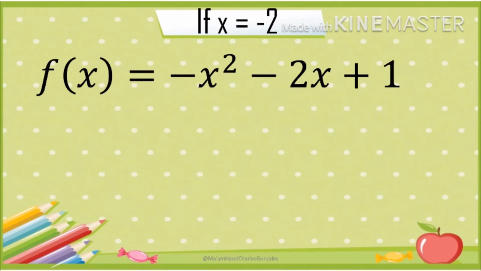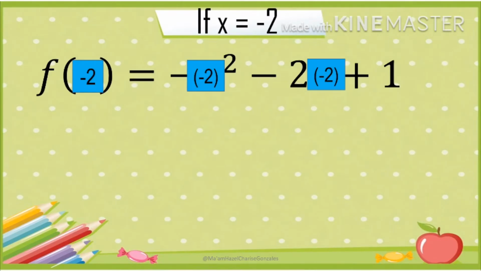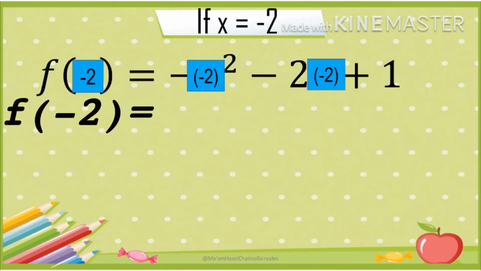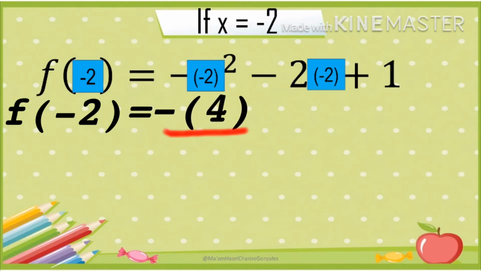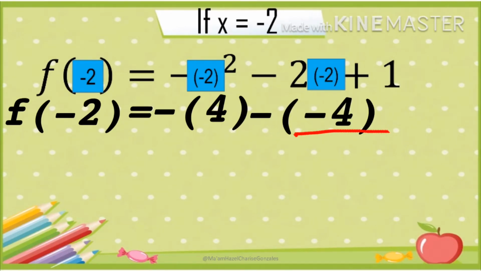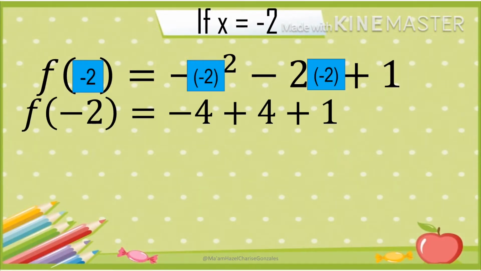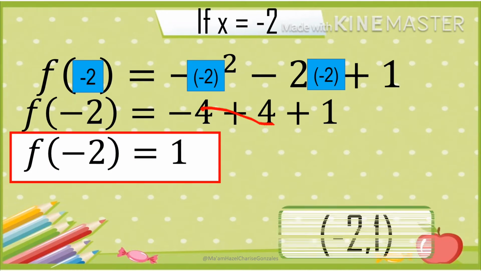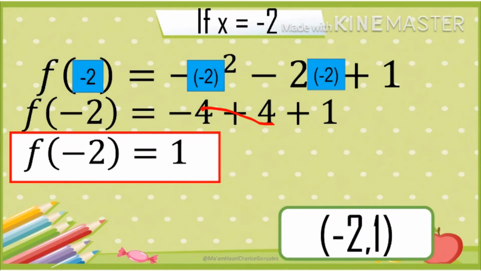What if x is equal to negative 2? Change all the values of x to negative 2. Now, we simplify the expression. Okay, class, what is the quantity negative 2 squared? Correct, it is 4. How about 2 times negative 2? Yes, it is also correct. It is negative 4. And then add 1. We can cancel negative 4 plus 4 because it is a zero pair. Then the answer is 1. We have negative 2, 1.